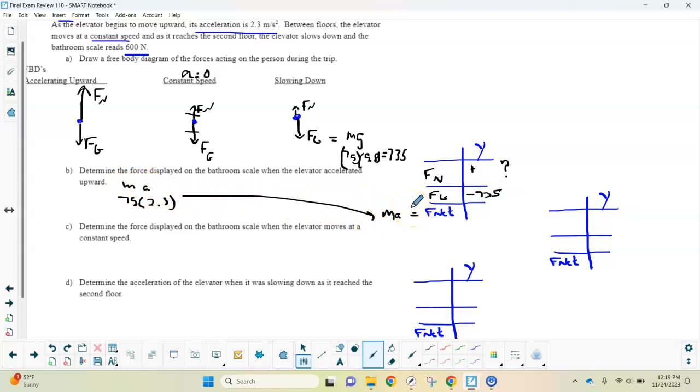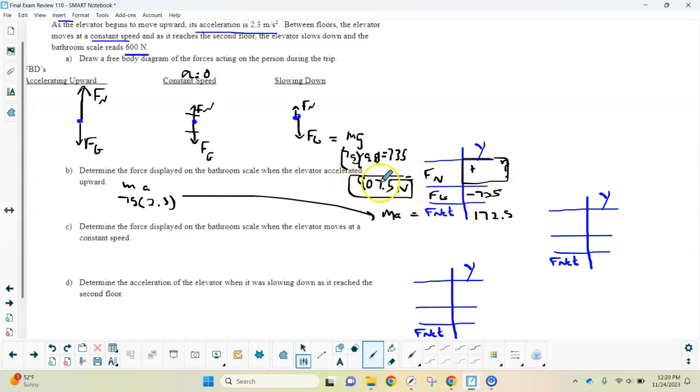And when I did that, let me put that in the calculator. So 75 times 2.3 is 172.5. So basically we're trying to fill in this box here. So some number minus 735 gets you 172.5. So if you add those two numbers together, you make that positive, and you add the 735 to the 172.5. For this one, the normal force, or the scale reading, is 907.5. So that is how much force the scale is pushing up on the person to make them accelerate at that rate. So that's the first one.